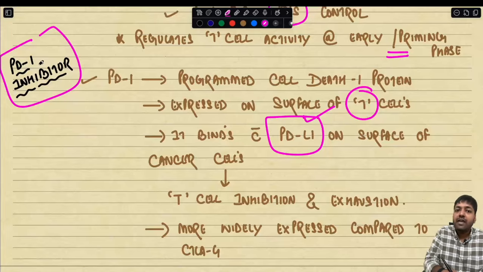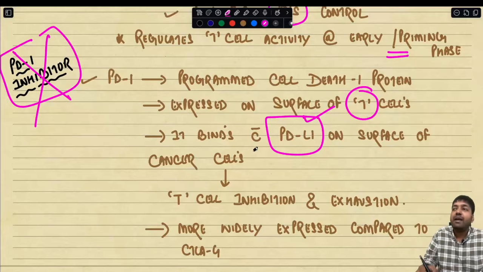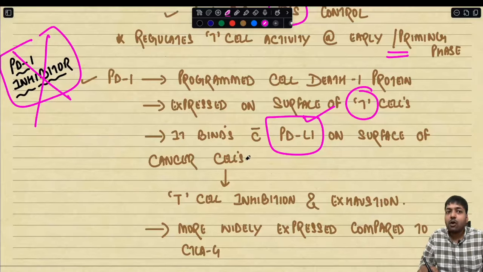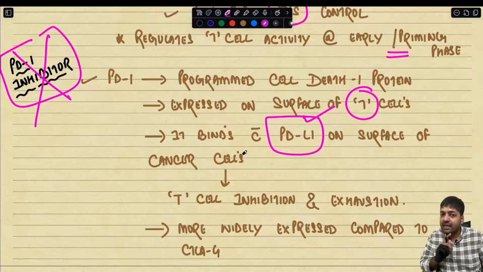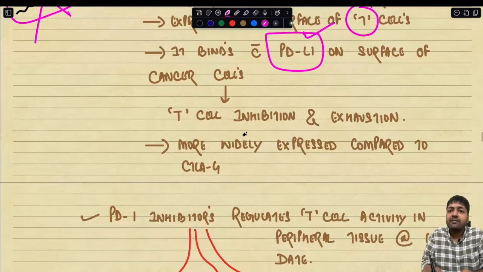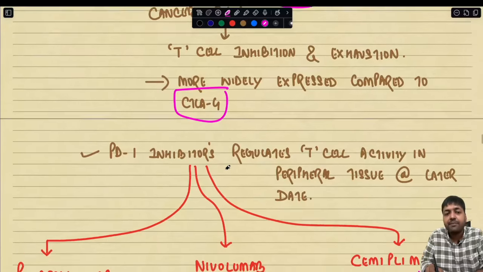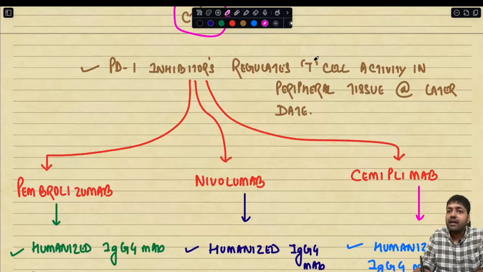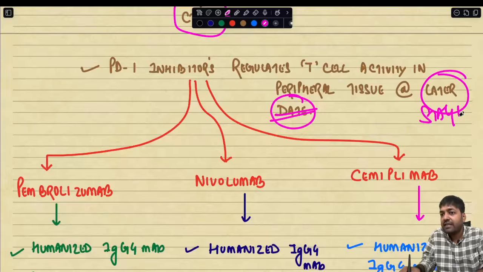So suppose we create a mechanism of inhibiting this PD-1 receptor. In that case, what will happen? The PD-L1 ligand will not be able to engage the PD-1 receptor because that is blocked. As a result, the T cells will be activated and they will act against the cancer cells. Now remember, this PD-1 receptor is more widely expressed as compared to CTLA4 on the surface of the T cells. Now PD-1 inhibitors regulate the T cell activity in peripheral tissue at a later stage of T cell activation.